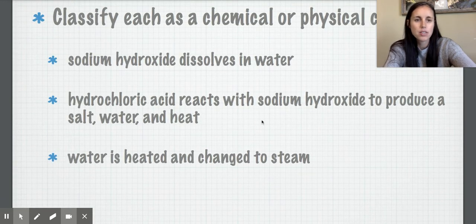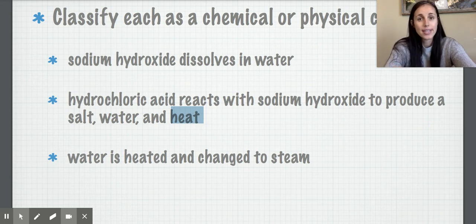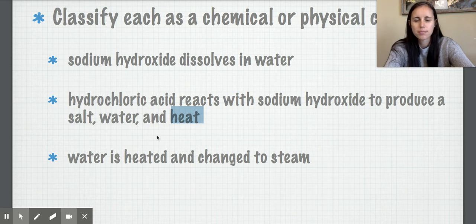In this case, this would be a chemical change. How do we know? Well, we actually produce new substances, salt, water, and heat. And our sign of a chemical change was heat was given off. If there's any sort of heat given off or heat absorbed, then it's an example of a chemical change.